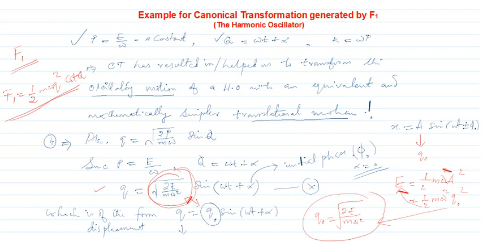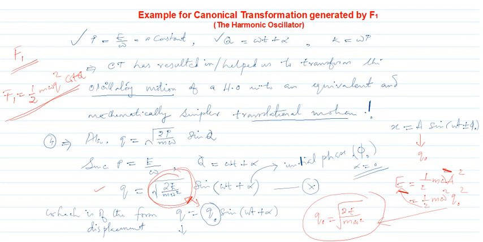Now this is exactly what we have achieved. We could convert an oscillatory motion into an equivalent, mathematically simpler translational motion by doing such a canonical transformation, at least in a familiar system like the harmonic oscillator.